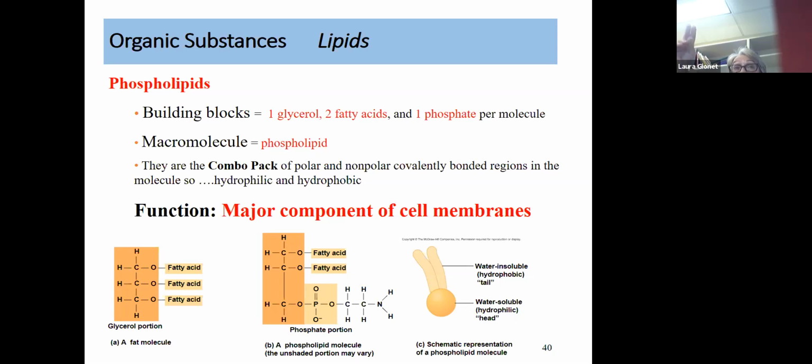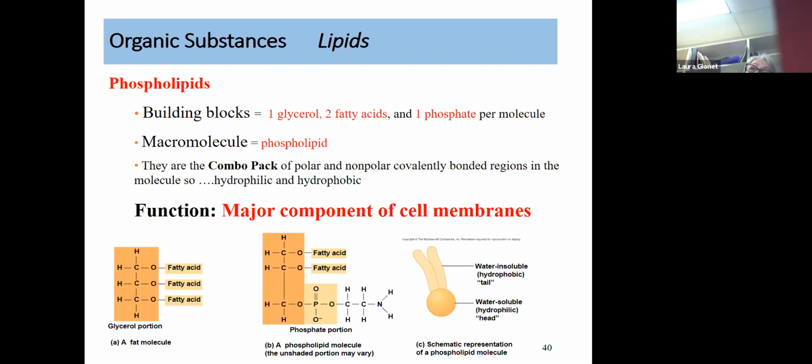Therefore, the tails are what's called the hydrophobic ends of the molecule. They dislike water. Why? Because they have incompatible bond types. The phosphate end is the hydrophilic end. It likes water. Why? Because it's polar covalently bonded just like water.